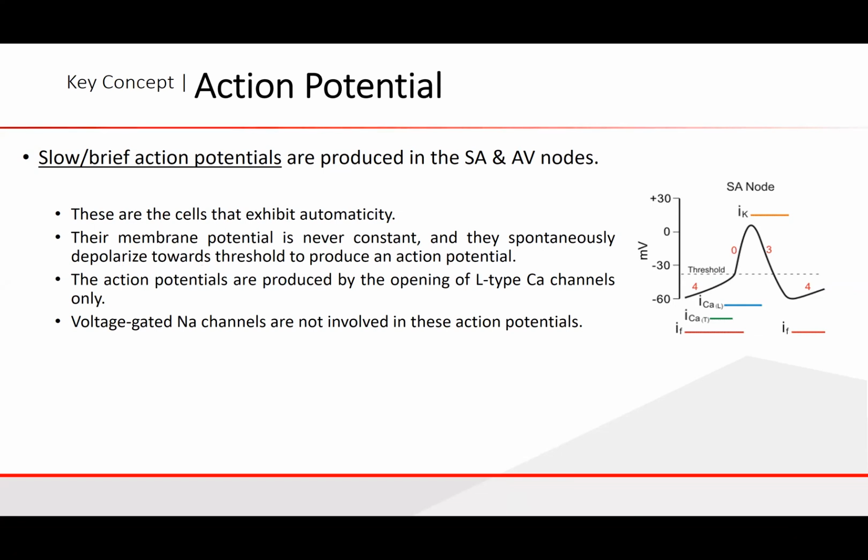The action potentials are produced by the opening of L-type calcium channels. They lack the effect of the high influx of voltage-gated sodium channels, and hence they don't have this steep zero phase, but they have a more gradual and slower zero phase, responsible for which is the flux of calcium ions through L-type calcium channels. Voltage-gated sodium channels are not involved in these action potentials, as we said.